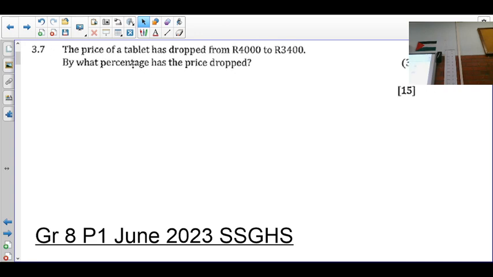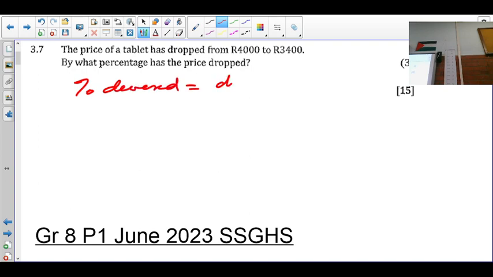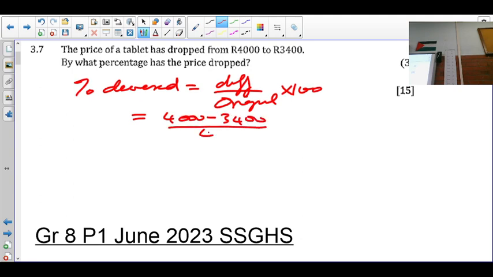Something wrong with you? The price of a tablet has dropped from 4,000 Rand to 3,400 Rand. By what percentage has the price dropped? The percentage decrease is equal to the difference over the original times 100. So your difference is 4,000 minus 3,400 over the original price, which is 4,000 times 100.